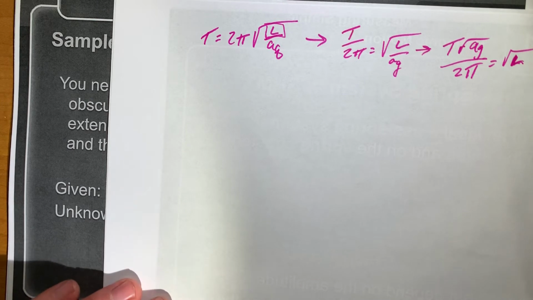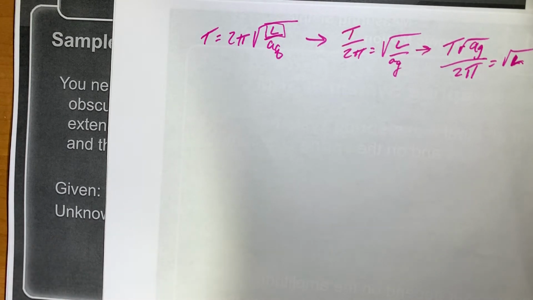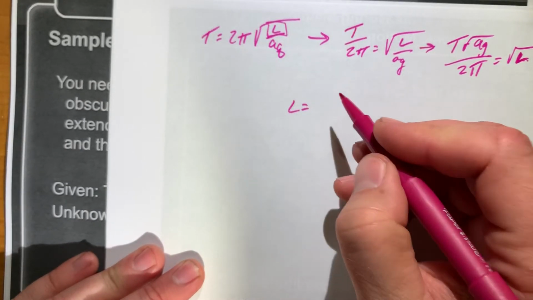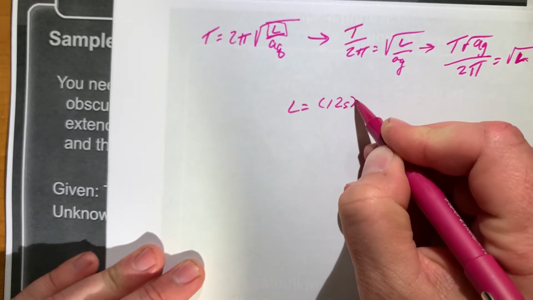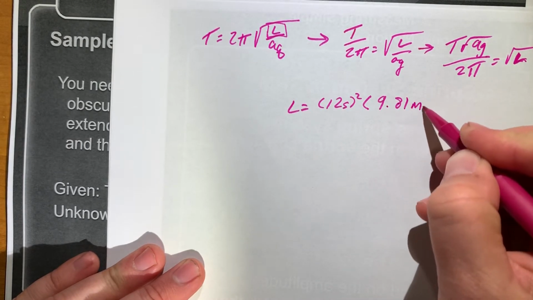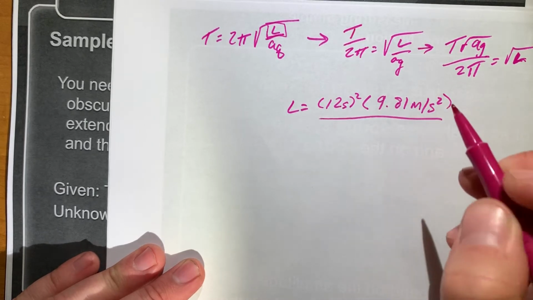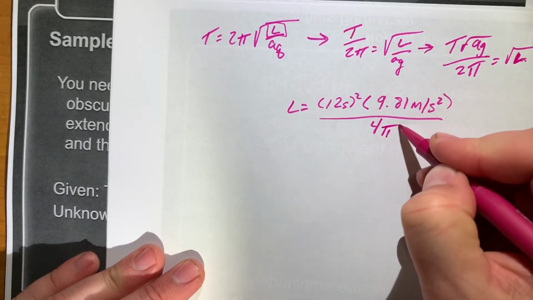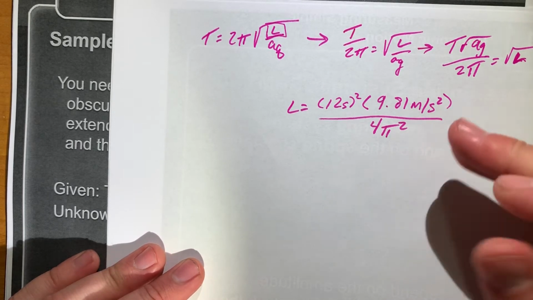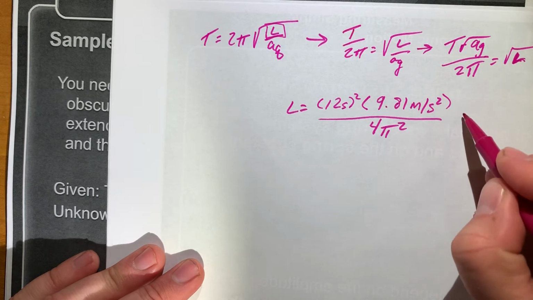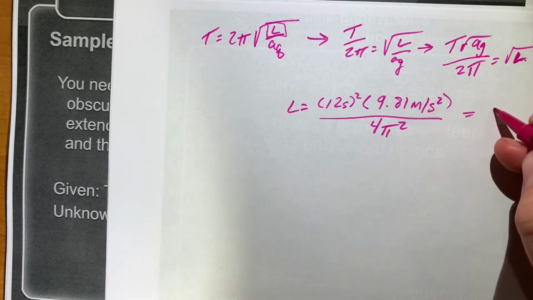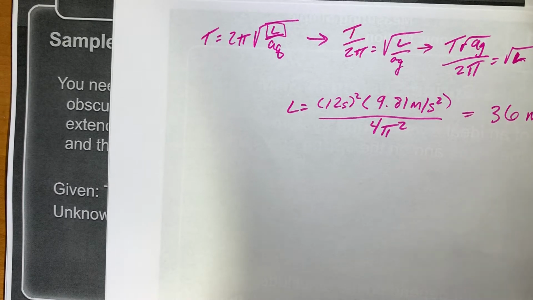So now that we have our formula, we can go ahead and put our numbers in and solve for this. L is equal to, again, 12 seconds, the period, squared, multiplied by 9.81 meters per second squared, divided by 4 pi squared. Now, if you want to put this into your calculator and solve it before you see the answer, hit pause. Otherwise, you should get an answer of 36 meters.